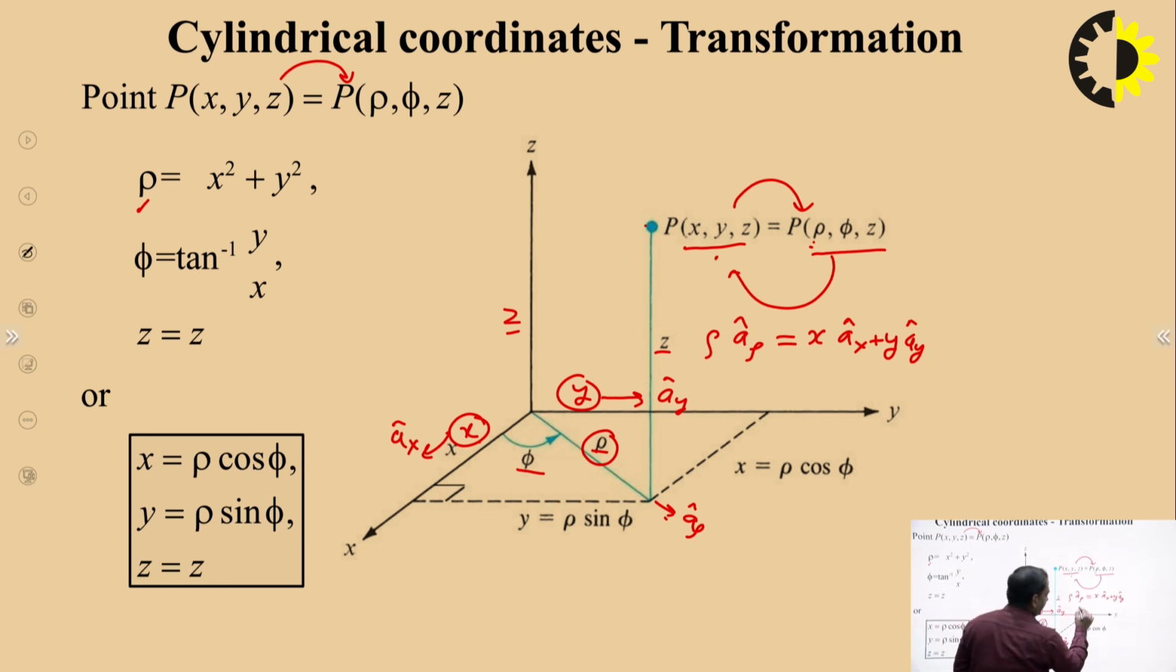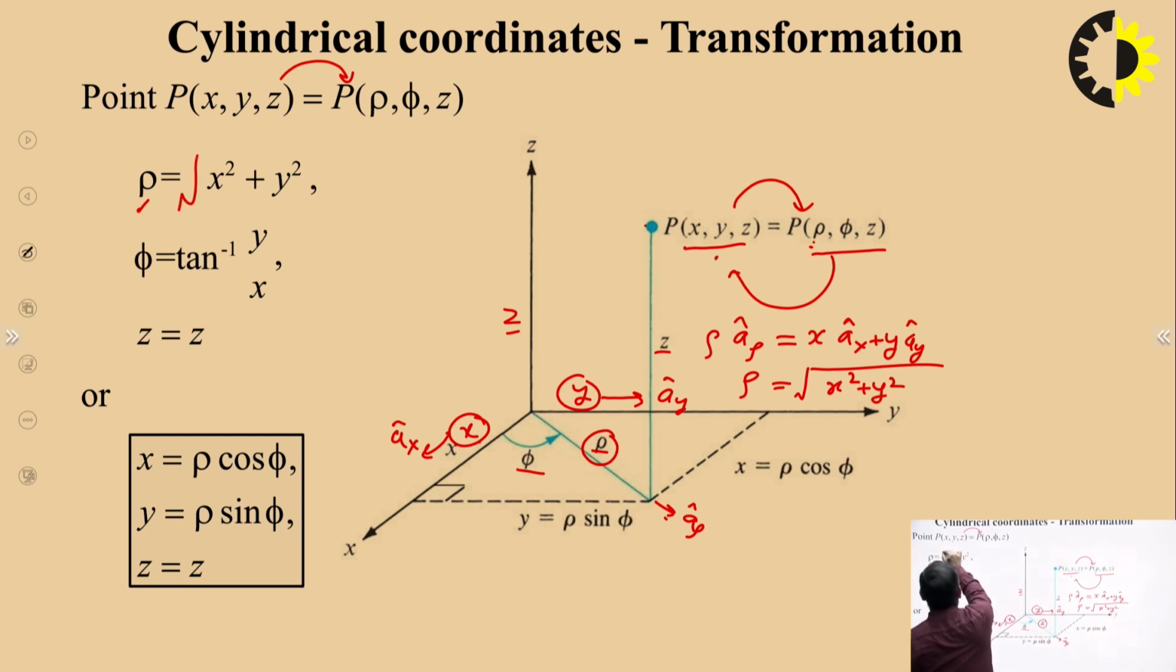When we take the magnitude of rho, the value will be rho equal to the square root of x squared plus y squared. The same thing is written here: rho is the square root of x squared plus y squared. Similarly, we can find the value of phi. Phi is this angle, and it is the horizontal angle. If this one is the horizontal angle, it means this angle is on the xy plane.